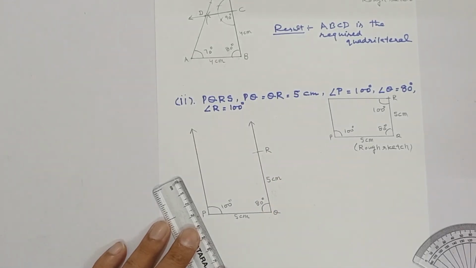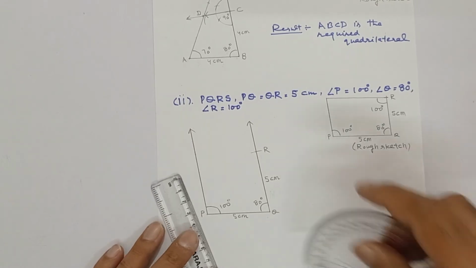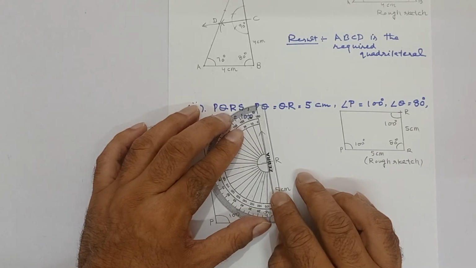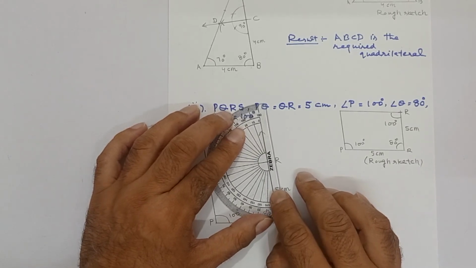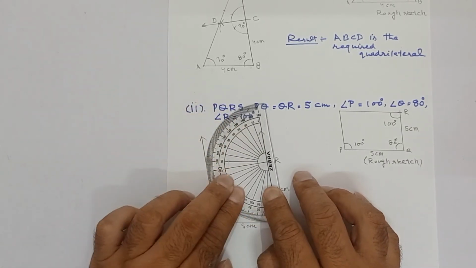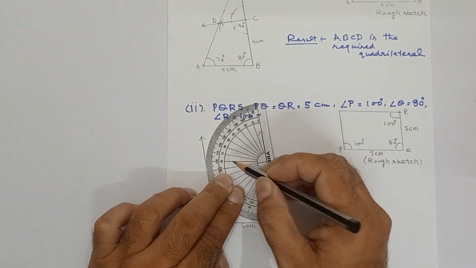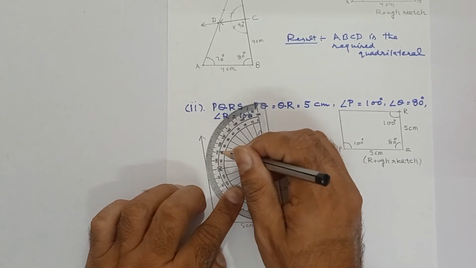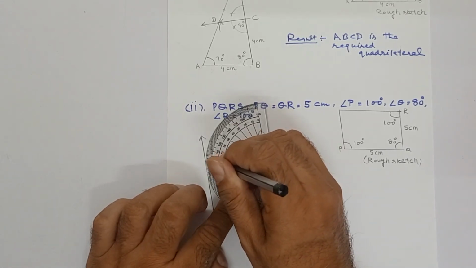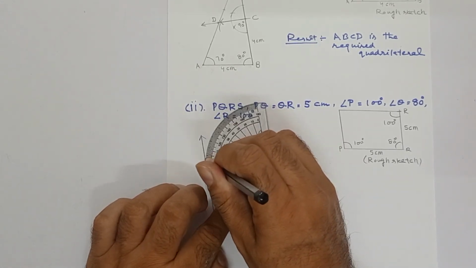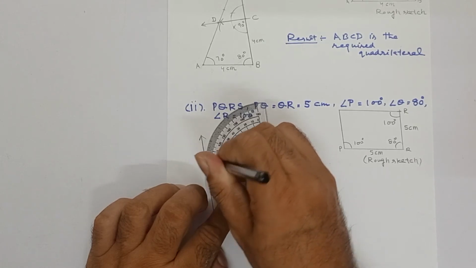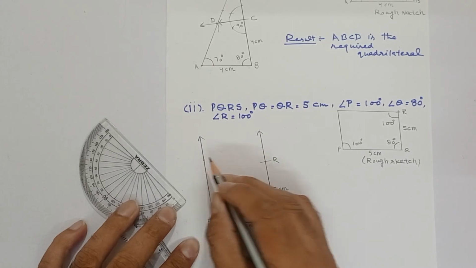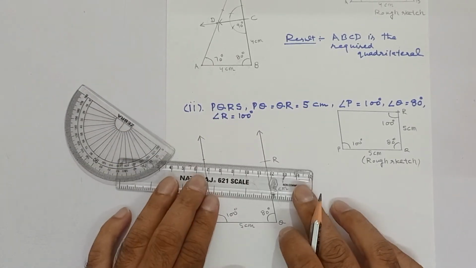At point R, you need to make 100 degree angle with protractor. So see, you need to keep the protractor in the proper position. Here I have kept. And 100 degree will be where? Inwards or outwards? It will be outwards. This is 100 degree. So you can mark a dot on 100 degree this way. It has come here. And now you need to join.